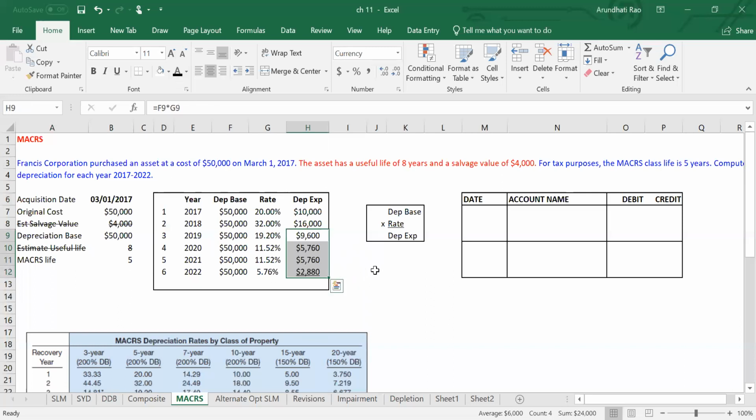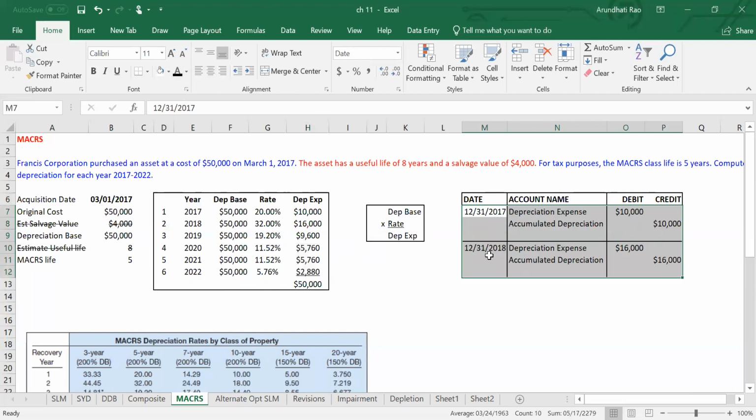In this case, I'm going to copy and paste my formula, and I have my depreciation expense for each of the 6 years calculated. Add up these numbers just to make sure that we have depreciated the asset fully. The entire $50,000, that's the depreciation base, has been depreciated. The journal entries are fairly straightforward over here. I've given you the journal entries for the first 2 years, on December 31st, 2017 and December 31st, 2018. It's depreciation expense debit, accumulated depreciation credit.